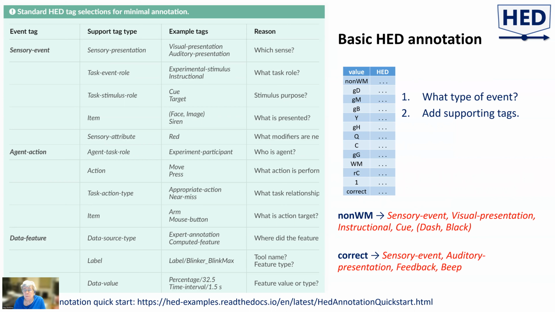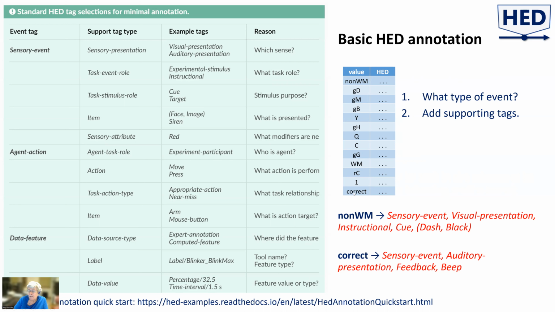So, for example, a dash on the screen indicated that the trial was going to begin. It's a sensory event. And then once we select the event type as sensory event, looking up in the table, we want to say what sense was used. Well, it was a visual presentation. We want to say what the task role was. Well, it was instructional, and it's a cue. And then we might want to fill in what was actually shown, in this case, a dash that was black, and grouping it with the parentheses makes it clear that it was a black dash and black didn't apply to something else.